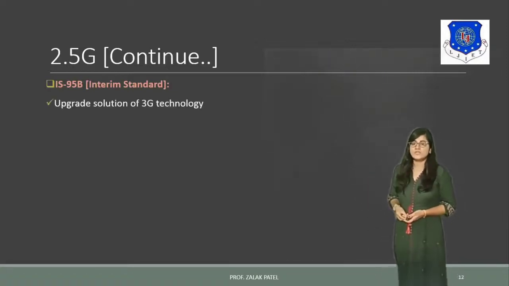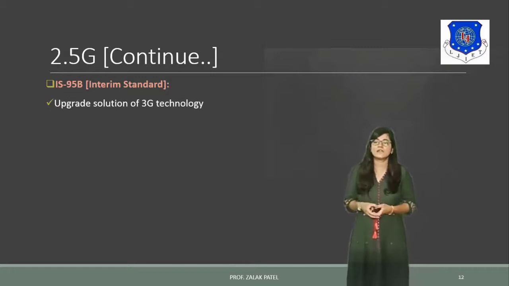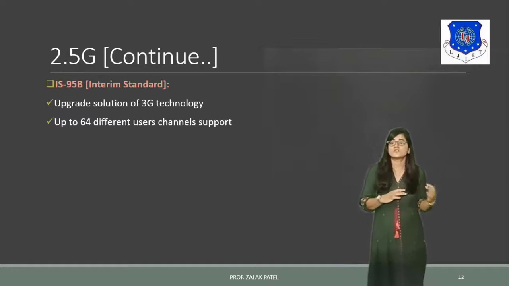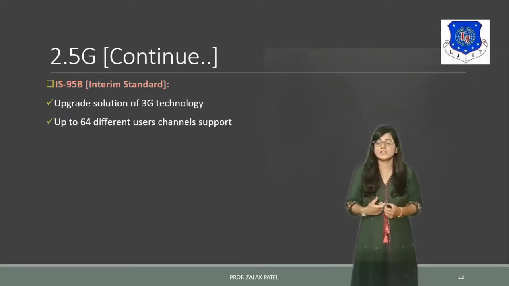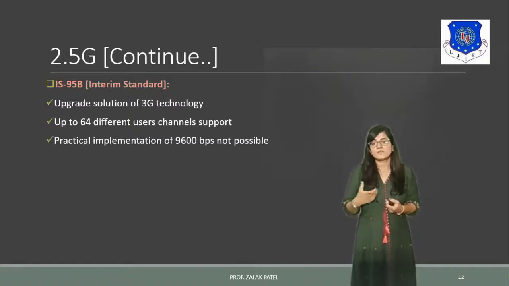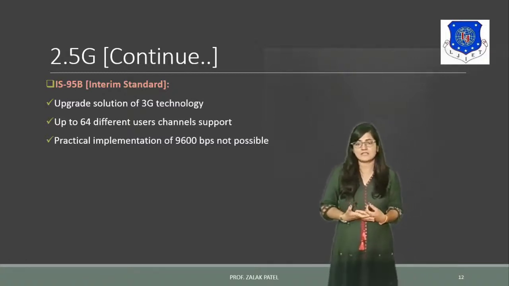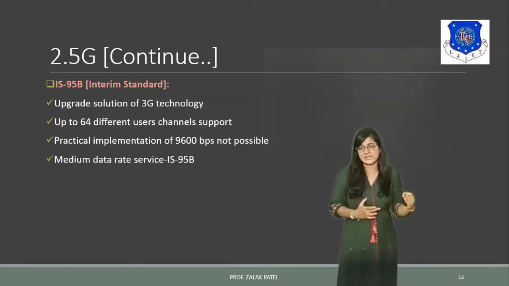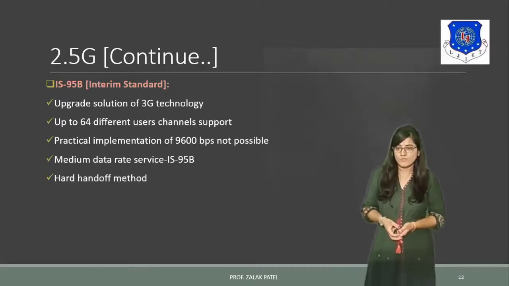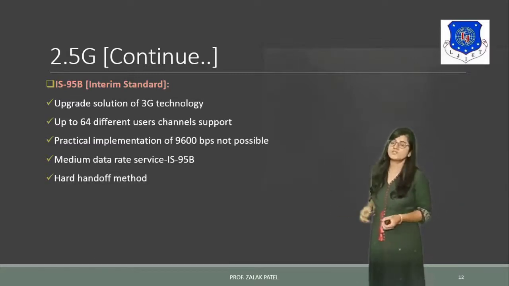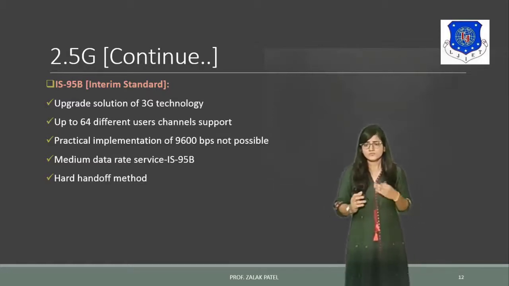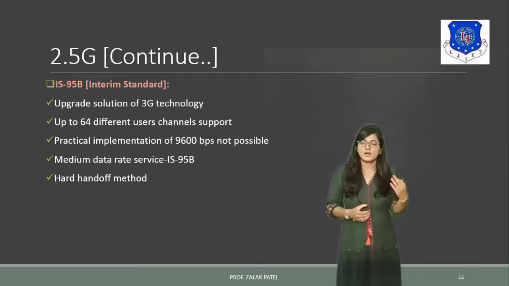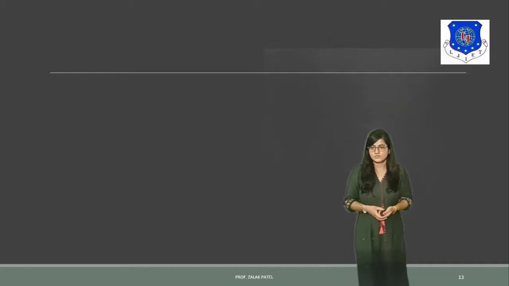Next is IS-95B. IS-95B is an upgrade solution toward third generation technology. Here we can say that 64 users use this particular channel, and it generates the Walsh code. For that, practical implementation of 9600 bps is not possible, but you can offer with this service a data rate similar to IS-95B. Hard handoff method is used, which means first the connection is broken and then the new connection is established. So it is one type of break before make connection.